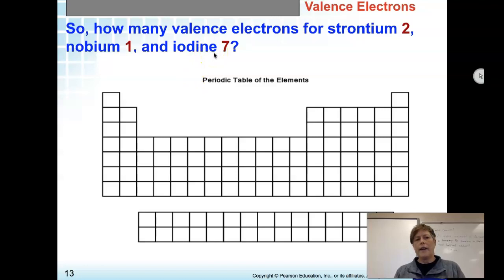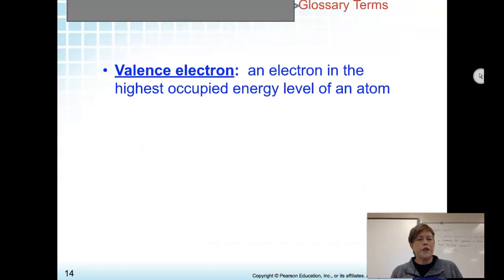If I'm looking at iodine, iodine has 7. Why? It's located in this column. It's s2p5. 2 plus 5 gives me 7 valence electrons. So just remember, valence electrons are electrons found in the highest occupied energy level of an atom.